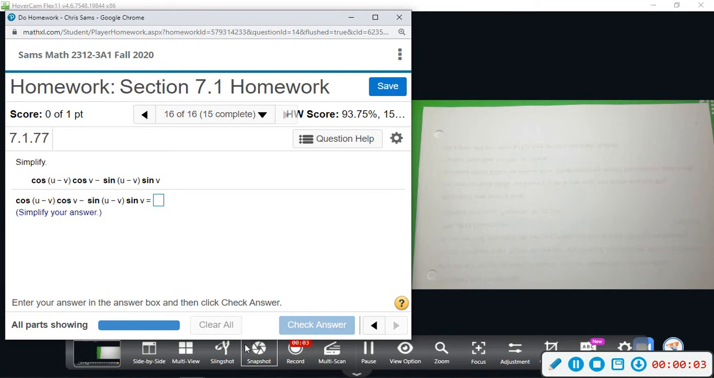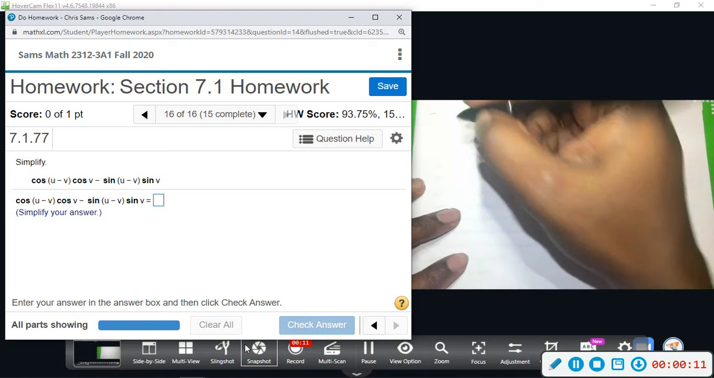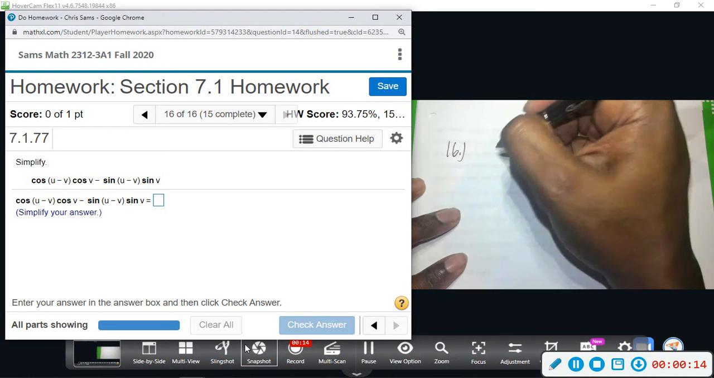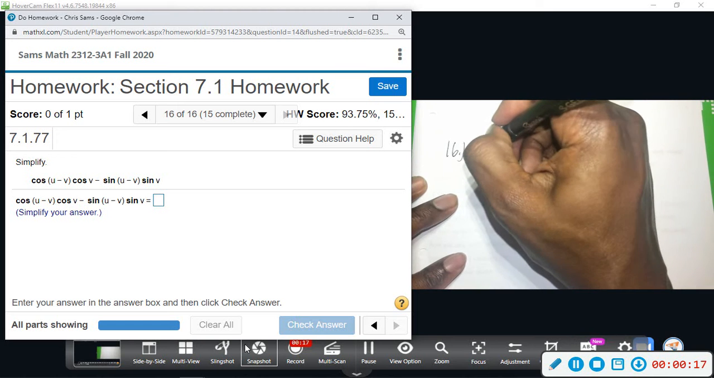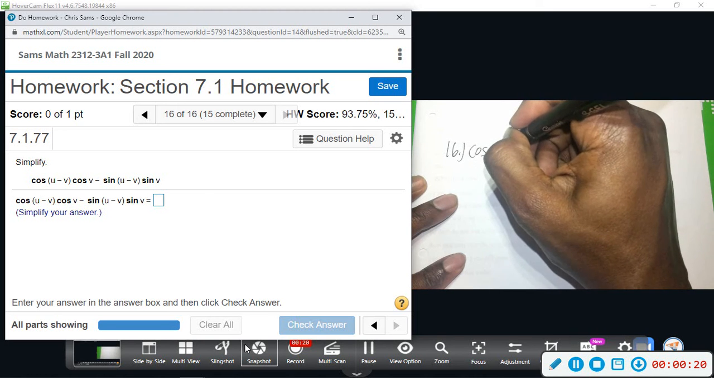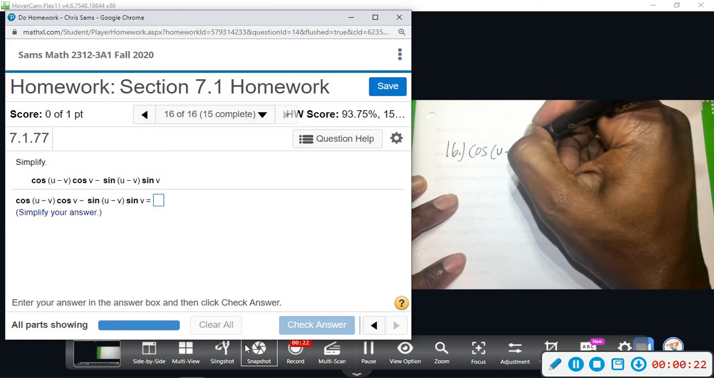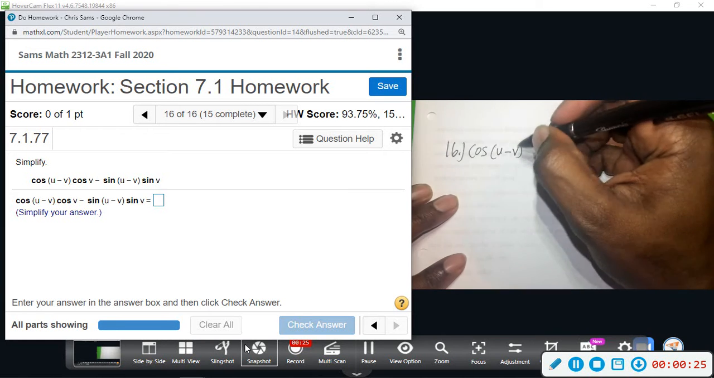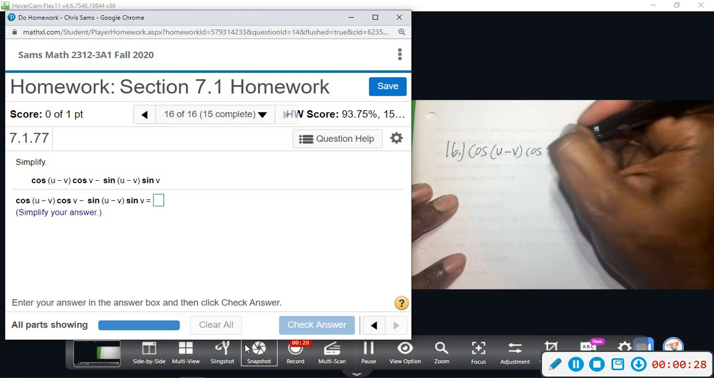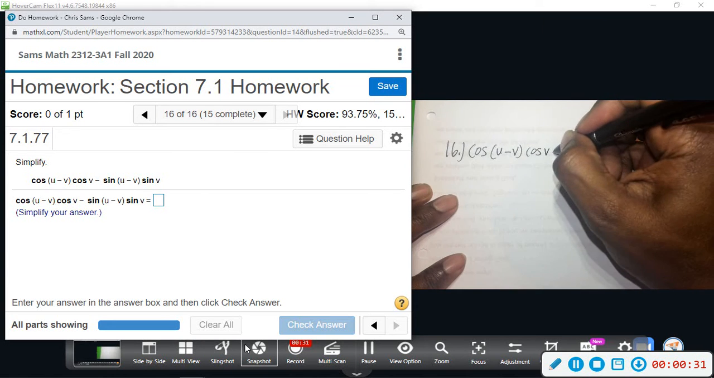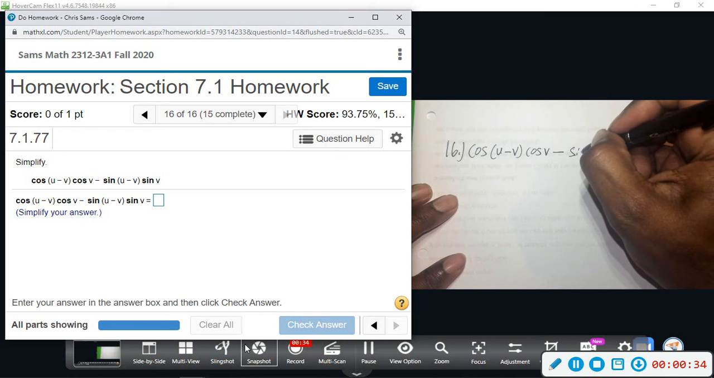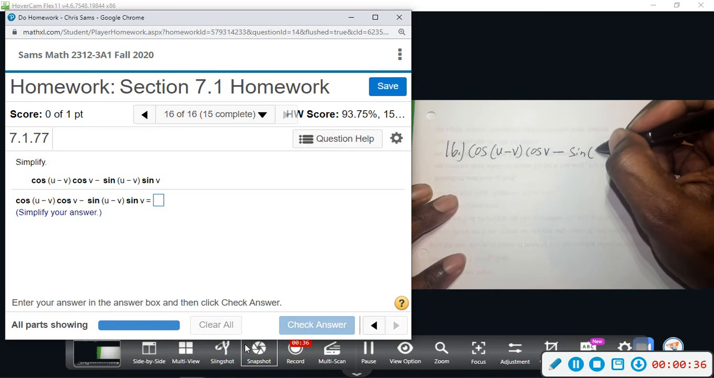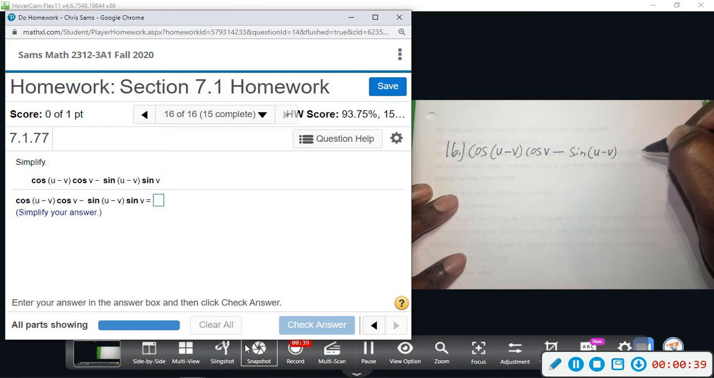Alright, number 16, we want to use these formulas for sum and difference and simplify the given expression. So I'm going to start out by writing these down. We have cosine of u minus v. And it doesn't matter what we use, the formula will hold. Cosine of v. And then minus sine of u minus v times sine of v.